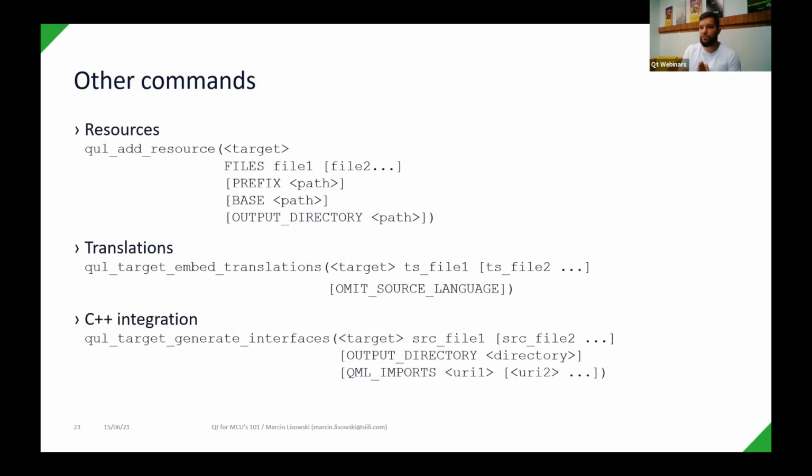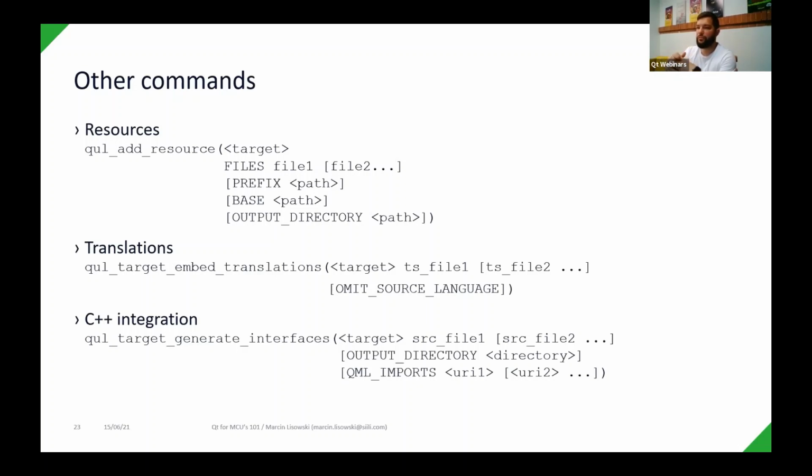Qt add resource is for adding images. So this macro will be used for adding any PNG, JPEG, and so on files to your project. There are also a prefix and a base. So the prefix will mean that all of the asset paths will require the prefix in your QML to access those files in the image component, for example. And the base path is to shorten the path of your files.